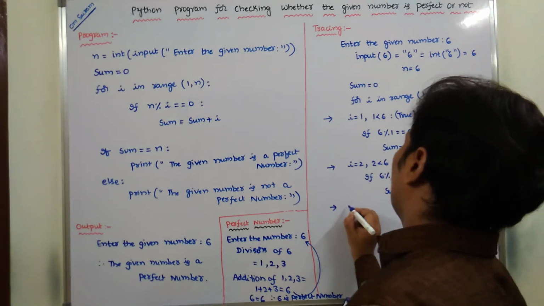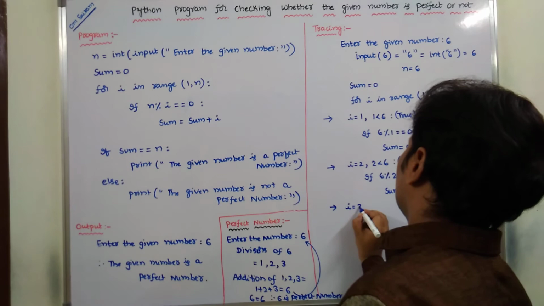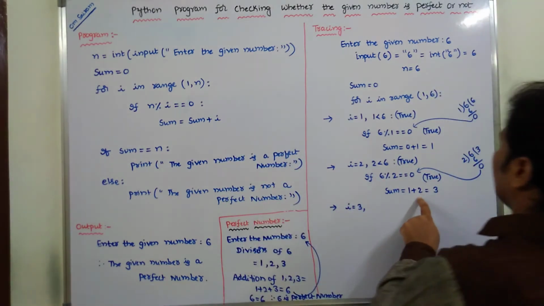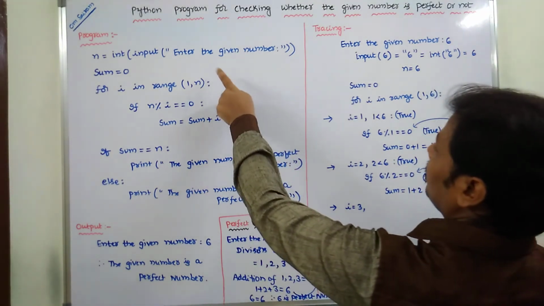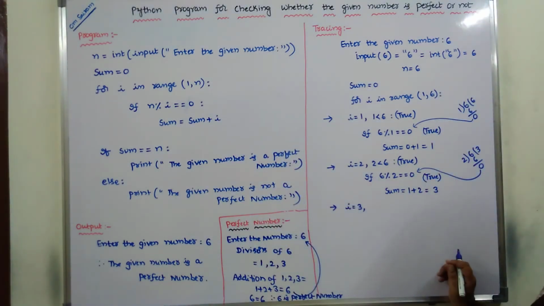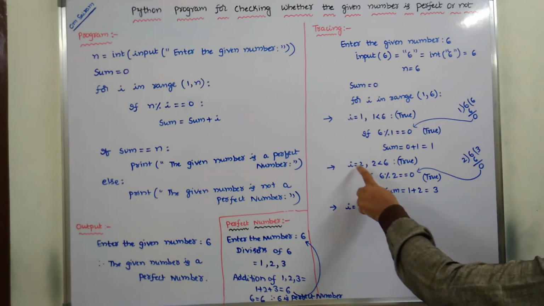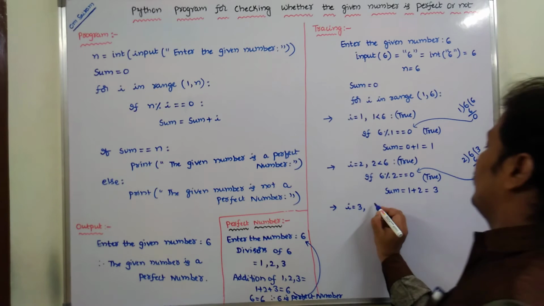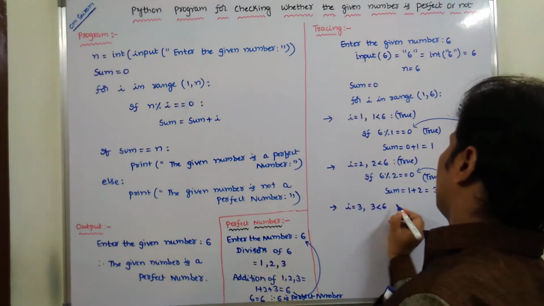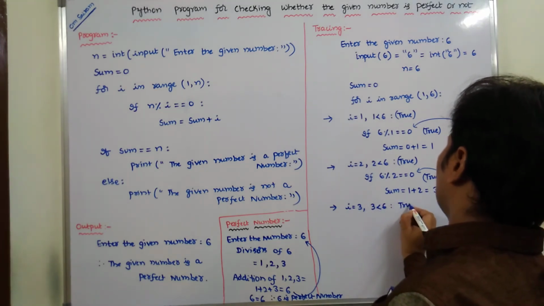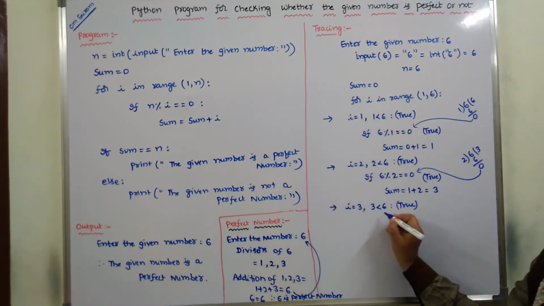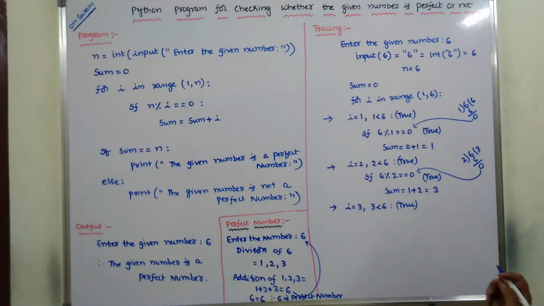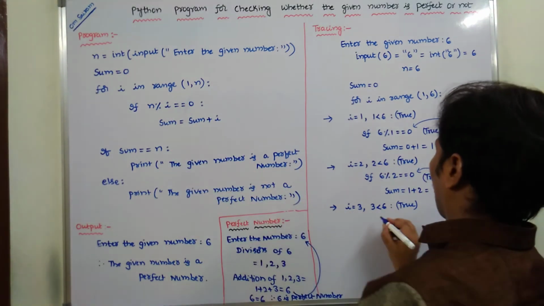Next, now go for i is equal to 3. After completing this step, again control goes to the for loop. Then i value is incremented. Previously i value was 2. Now i value is incremented by 1, that is 3. So 3 less than 6, condition true. If the condition is true, then the control goes to the statements within the body of the for loop.